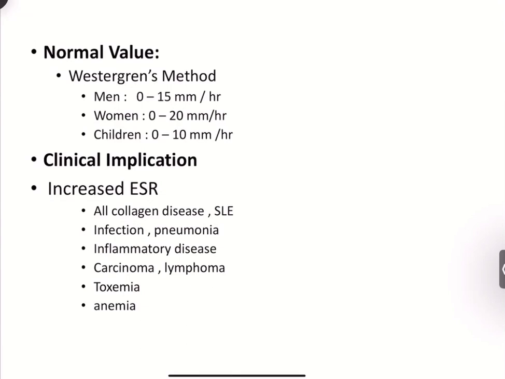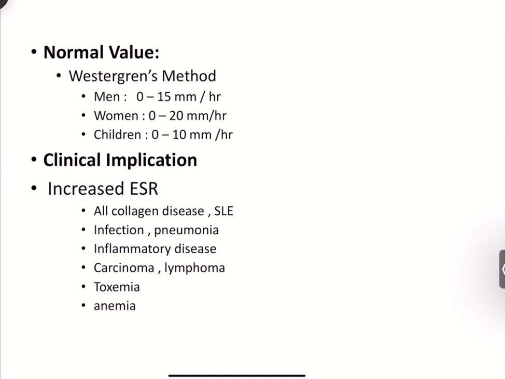Normal values for your ESR. In the Westergren method, which is usually used in the clinical lab, for men you have 0 to 15 millimeters per hour. For women, 0 to 20 millimeters per hour. And for children, 0 to 10 millimeters per hour. The value is higher for women.